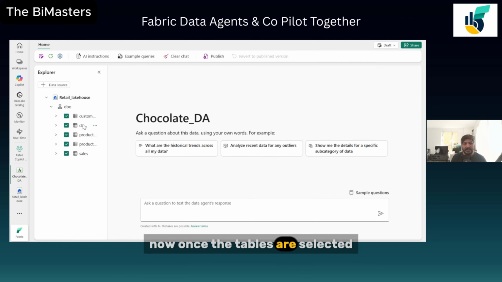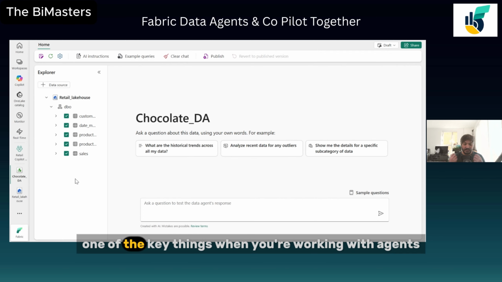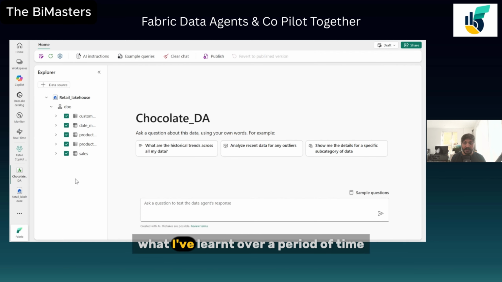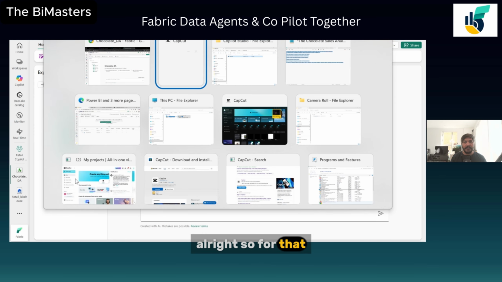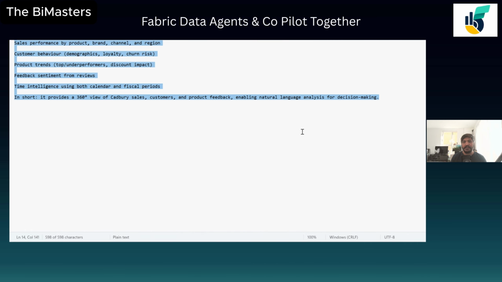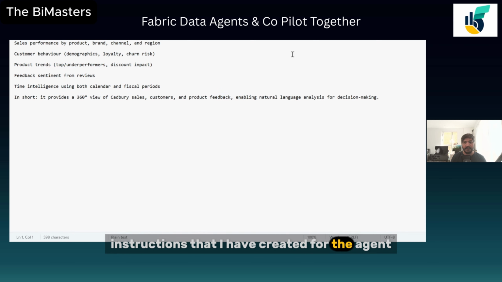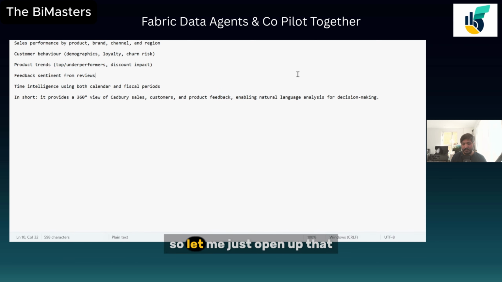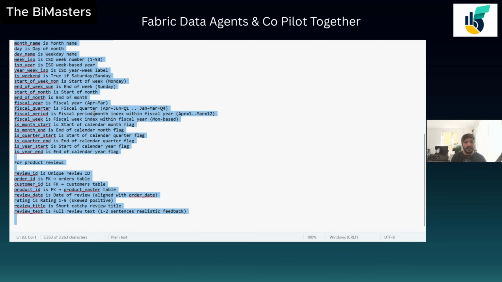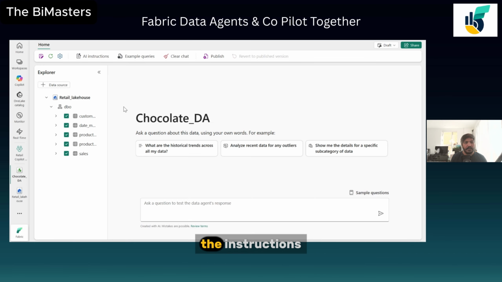Now, once the tables are selected, one of the key things I've learned over a period of time when working with agents is you need to give your agents very clear instructions of what it is going to do. So for that, I have instructions that I have created for the agent. Let me just open that up. So here we have the instructions.